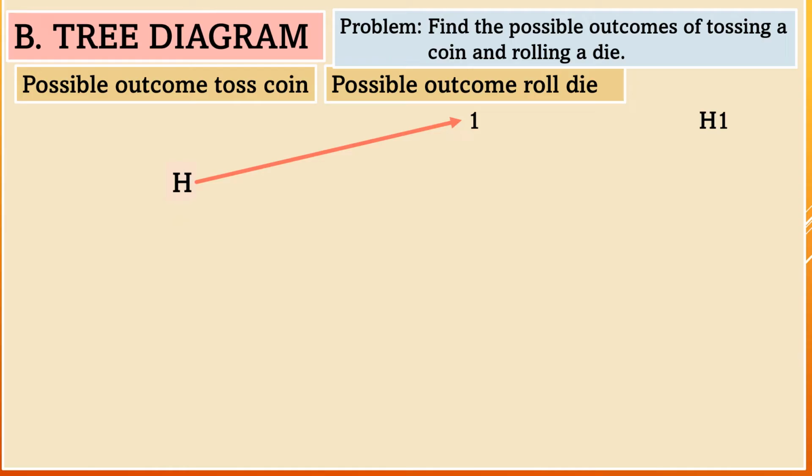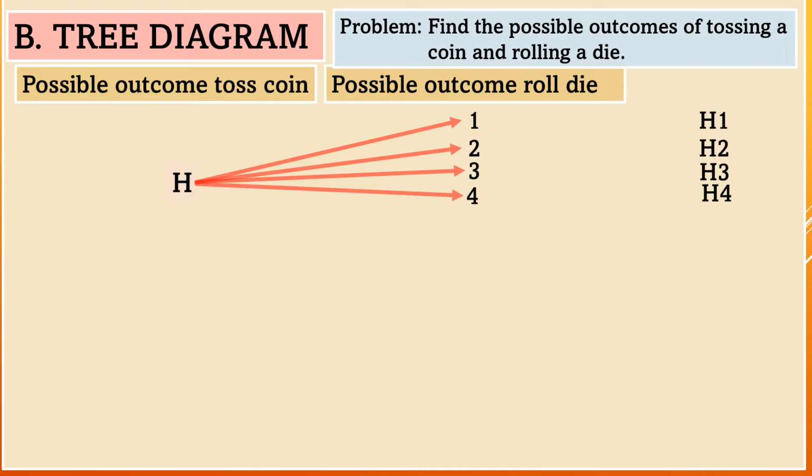Next try, head pa rin ang lumabas. Then sa die, 2 ang lumabas, ang outcome niya. So if you are going to record that, that will be H2 or head 2. Next try, possible outcome, posibleng head pa rin. Then sa die, ang lumabas ay 3. So if you are going to record that, we have H3. Next try, possible outcome sa tossing a coin is still head, pero yung rolling a die, 4 ang lumabas. So we are going to record that is H4.